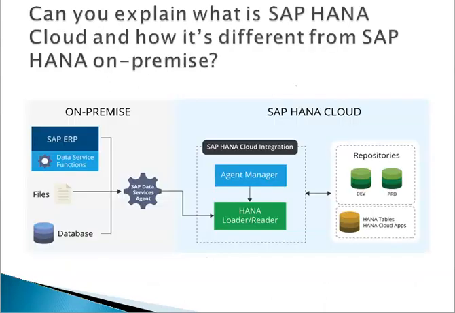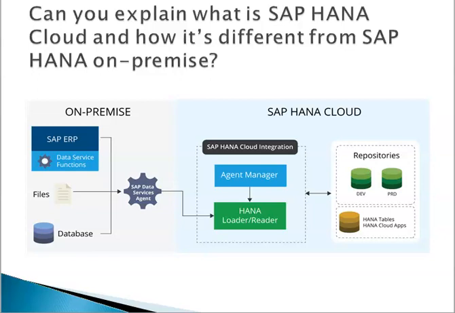Can you explain what is SAP HANA Cloud and how it's different from SAP HANA on-premise? Answer. SAP HANA Cloud is a cloud native implementation of SAP HANA. SAP HANA Cloud is a fully managed database as a service, offering SAP HANA's in-memory power and performance. That means greater flexibility with independent compute and storage, elastic scale for unpredictable workloads, ease of scalability, and multi-cloud support to connect to your vendor of choice.